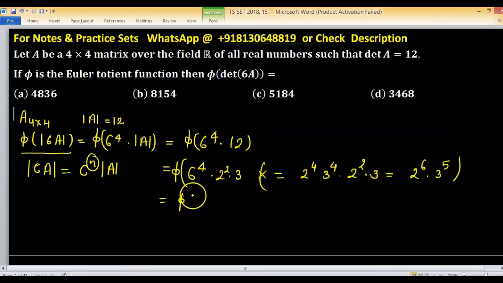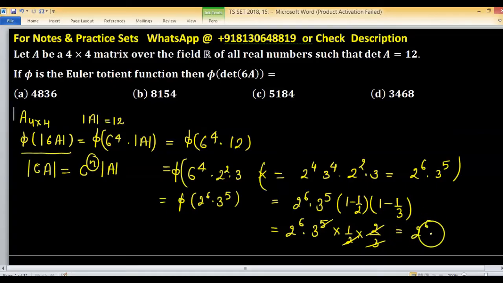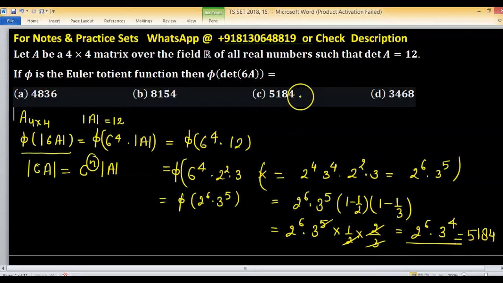So the value of phi of 2 raised to the power 6 times 3 raised to the power 5 will equal 2 raised to the power 6 times 3 raised to the power 5, times (1 minus 1 upon 2) times (1 minus 1 upon 3). We have 2 raised to the power 6 times 3 raised to the power 5 times 1 upon 2 times 2 upon 3. 2 cancels out by 2, and 3 has one power less. So 2 raised to the power 6 times 3 raised to the power 4, and this value equals 5184. You can use a calculator to evaluate this. Option C will be the right one.